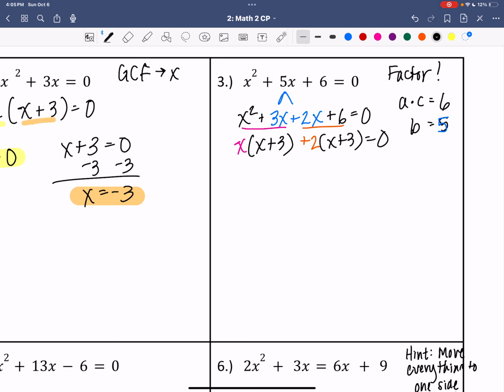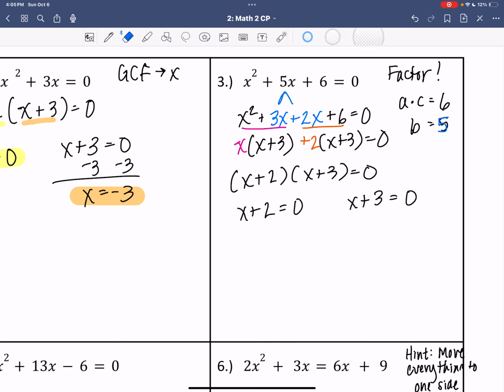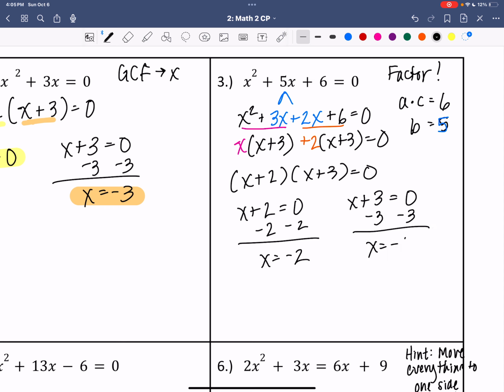And now, notice you should have x plus 2 and x plus 3. Now you can set each one equal to 0. So go ahead, subtract 2. That's one solution. Subtract 3 to get x by itself. All right, so these are your solutions.